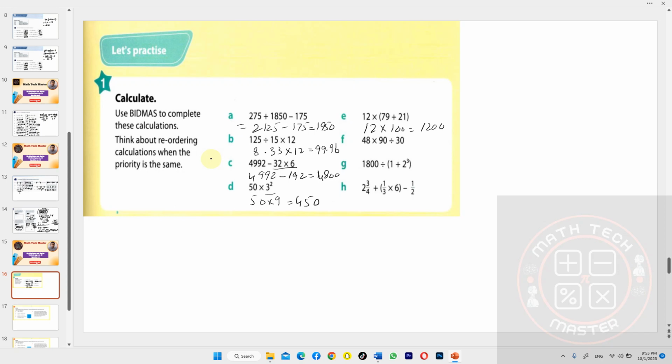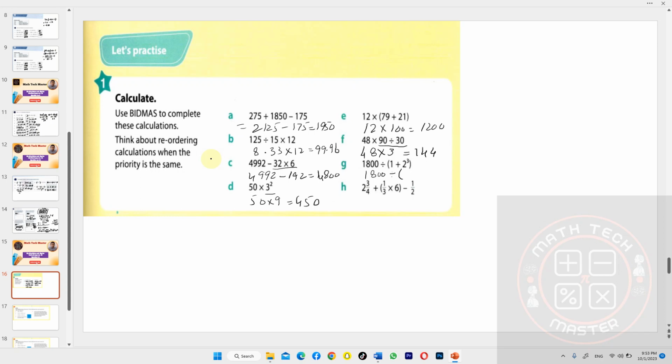Okay, in the next part, there is one multiplication and division. We know that we divide the numbers first and then we multiply the number using BIDMAS. So we can write down 48 multiplied by 90 divided by 30. So it is 3. So we will simply multiply 48 by 3. So it will be 144.